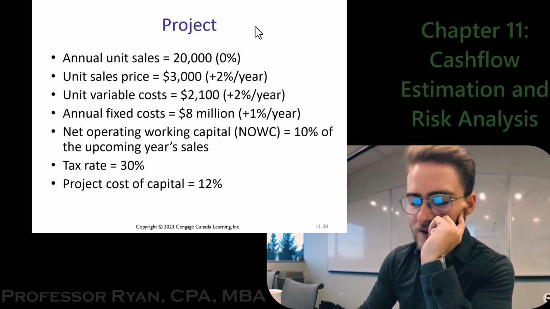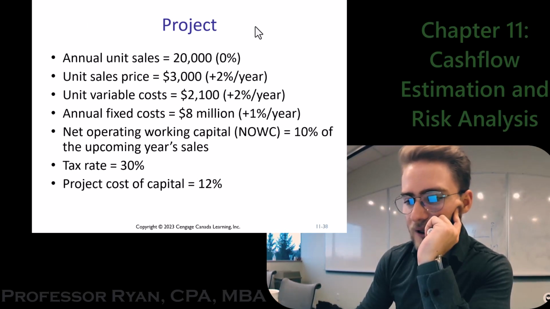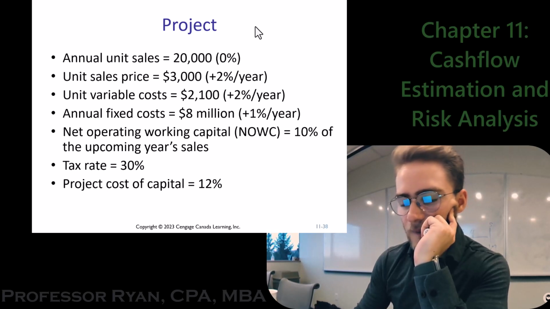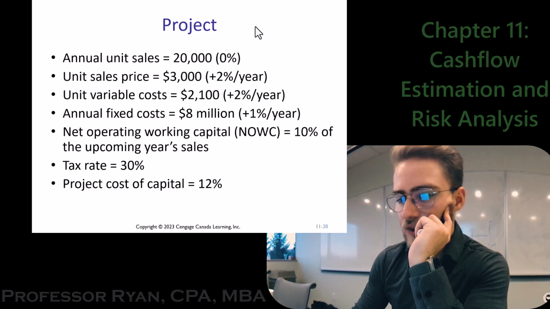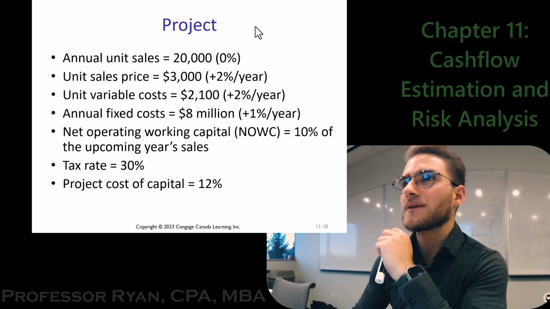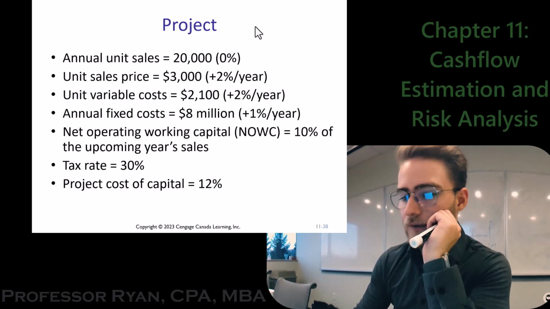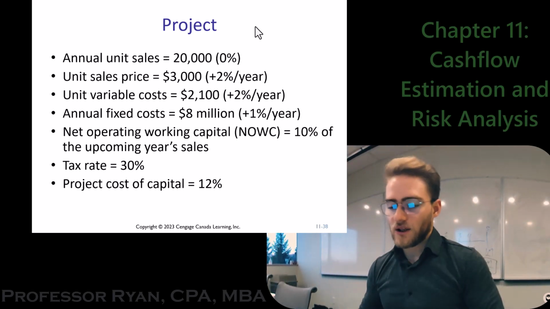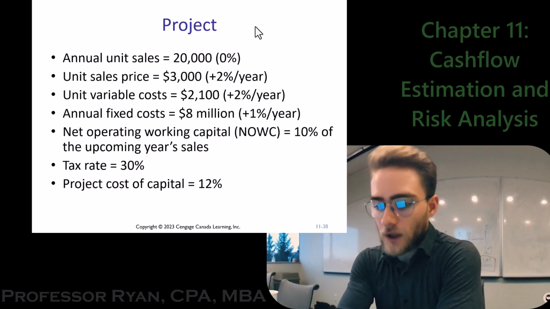So for the project, we're going to have annual unit sales of 20,000 units. The unit price is going to be $3,000. Unit variable cost is going to be $2,100 per unit. So unit sales price is going to increase by 2% per year for inflation, and our variable cost is also going to increase by 2% every year for inflation as well. And then we have annual fixed costs of $8 million. And those are going to increase by 1% per year, not 2.